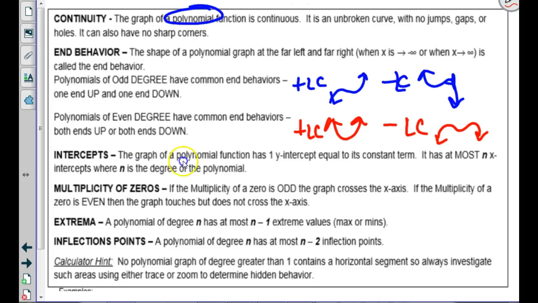Okay, the graph of a polynomial function has a y-intercept equal to its constant term, and at most n x-intercepts. So again, the degree equals the maximum number of x-intercepts or zeros.